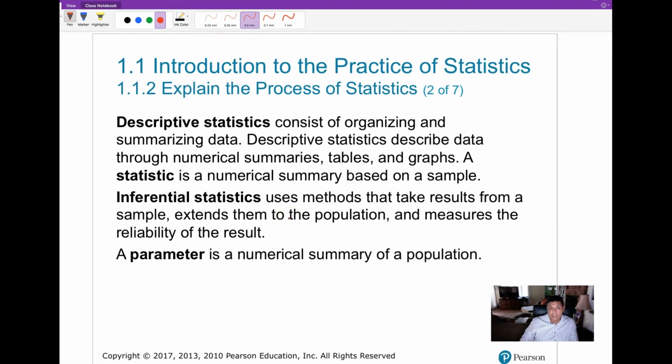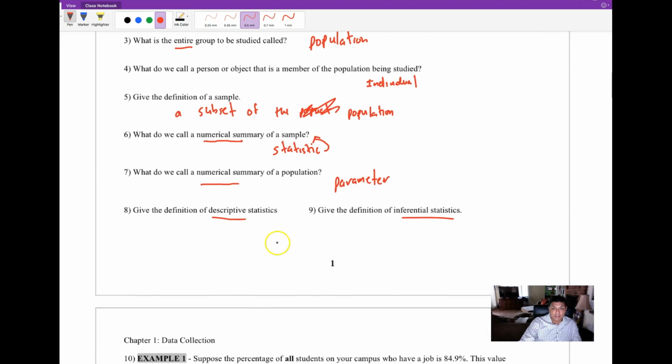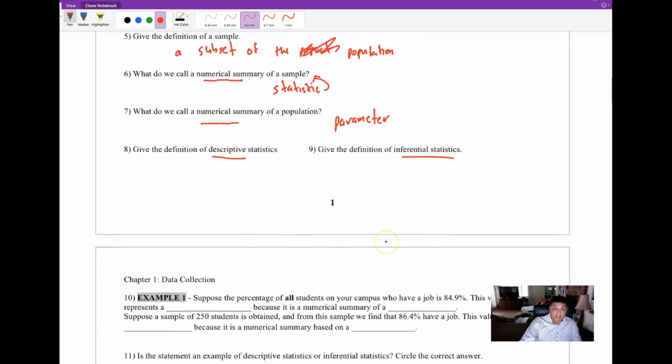I'll talk through it, but I'm not going to write that down. Descriptive statistics consist of organizing and summarizing data. So that's what we're going to do early on in our first few chapters of the class. After that, we get into something called inferential statistics, which uses methods to take results from the sample, and then we extend them. We make inferences, that's a key word, inferential, inferences, or predictions about the population after we collected the data. So make sure you get those definitions down. Here I'm not going to write them down, but you can put those into that location there.